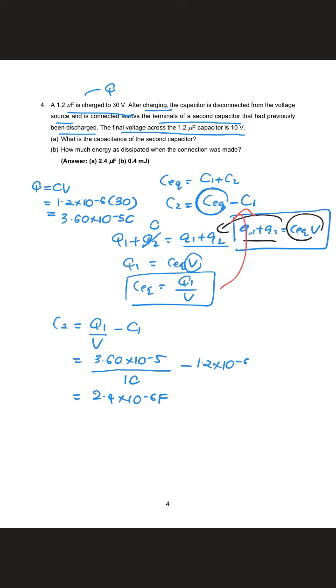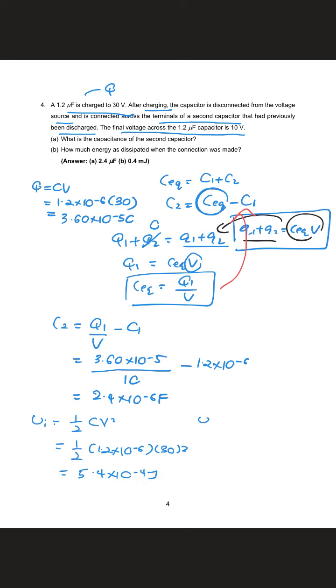To find question B, you need to find the energy before reconnection and after reconnection, which means at the equilibrium state. The initial energy is 1 over 2 CV squared. C here is only the 1.2 microfarad, because that's the only capacitor that has been charged. So 1 over 2 times 1.2 × 10^-6 multiplied by 30 volt squared gives 5.4 × 10^-4 joule.